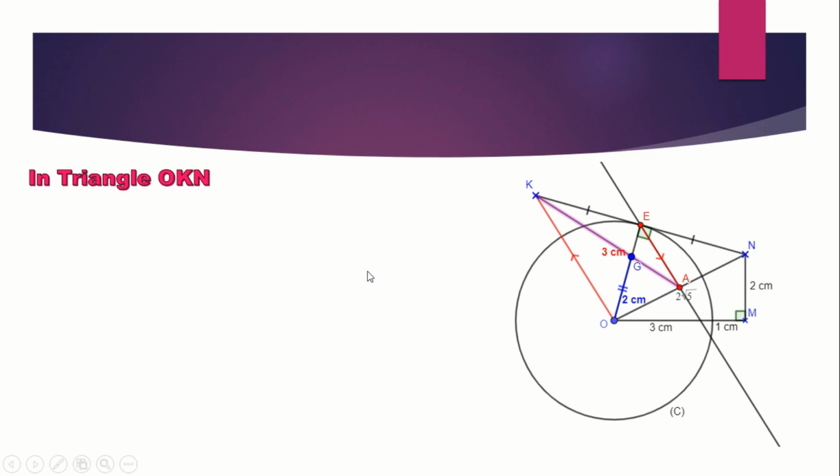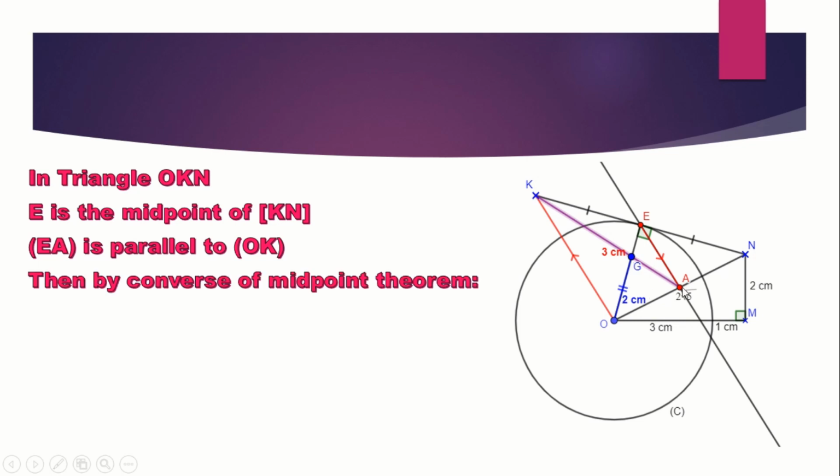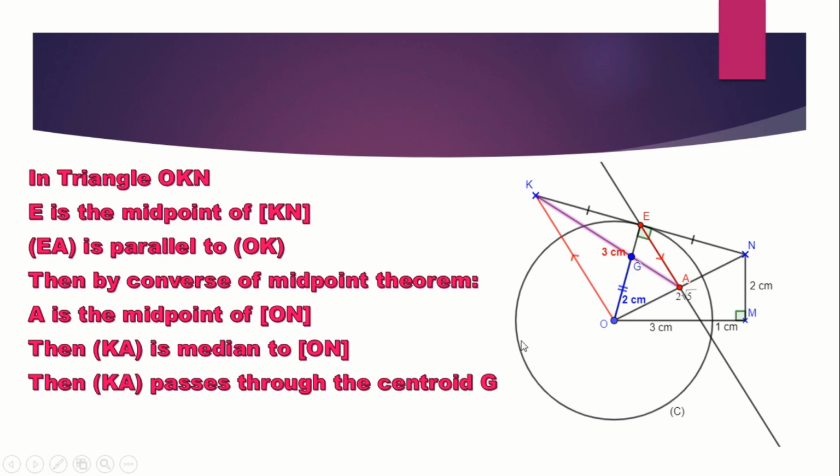So we start in triangle OKN. We have E is the midpoint of KN. We have EA parallel to OK. Then, by the converse of the midpoint theorem, we can say that A is the midpoint of the segment ON. A is a midpoint, then KA is a median. So KA is a median to the segment ON. Therefore, KA passes through the centroid G, so we can say that K, G, and A are collinear.